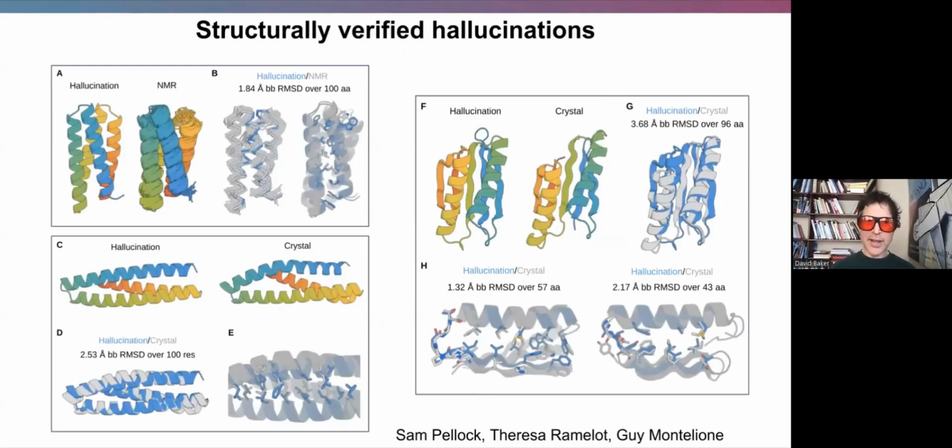We just rewarded sequences that fold to some structure. We've solved the structures by NMR and crystallography of several of these, and they're quite close to the design model.